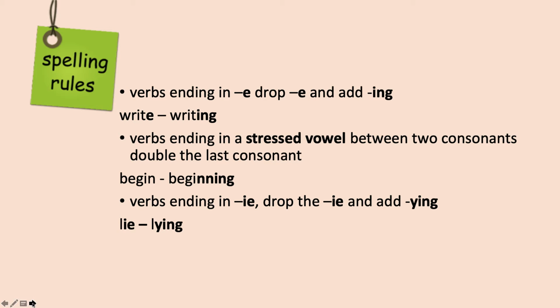For verbs ending in a stressed vowel between two consonants, we double the last consonant. So begin, beginning. We have G as the consonant, I as the stressed vowel, and the last consonant, so we double the last consonant: beginning with double N. Verbs ending in IE, drop the IE and add -ing. So lie, we drop IE and it becomes YING: lying, you're lying.